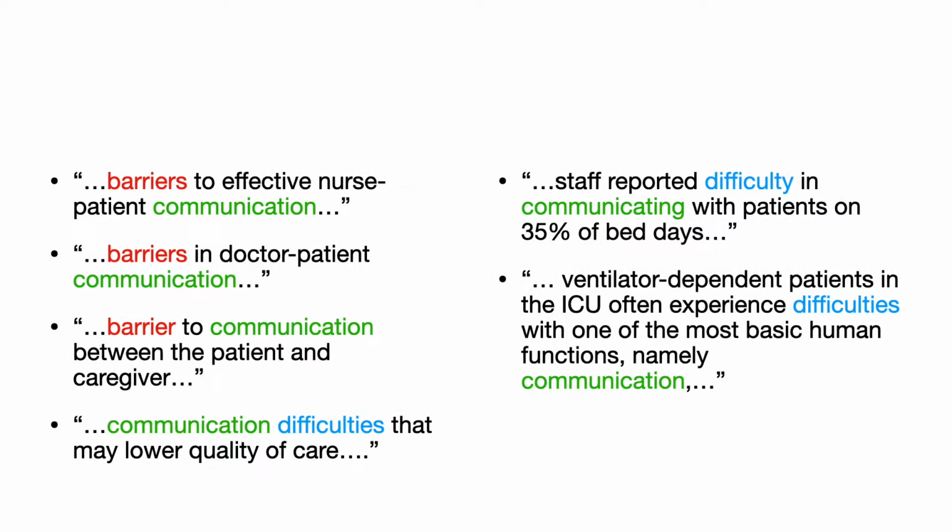I've extracted these from the abstracts of some relevant papers that we already knew about. I've highlighted in red the word barrier or barriers, blue for difficulty or difficulties, and communication in green. In some of these examples, the words are quite close together. In some they're separated, in the last example by 10 words. All are relevant. We'd want to be sure that our strategy retrieved them, but a phrase search for communication difficulties would only retrieve one of these examples.